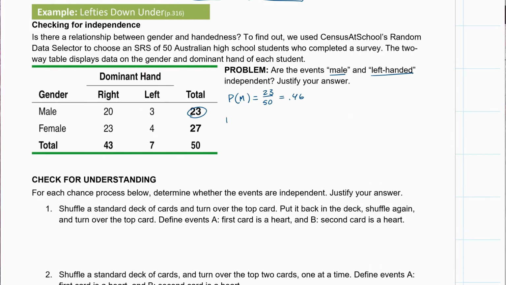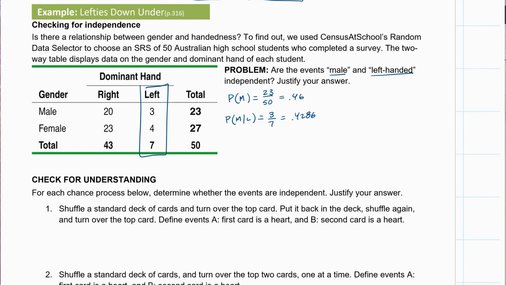Now, let's give you more information. What's the probability that they're male given that they're left-handed? Well, in that case, I'm only looking at the left-handed people, and we'll say, well, among the left-handed people, 3 out of 7, or 0.4286, 42.86% are male.